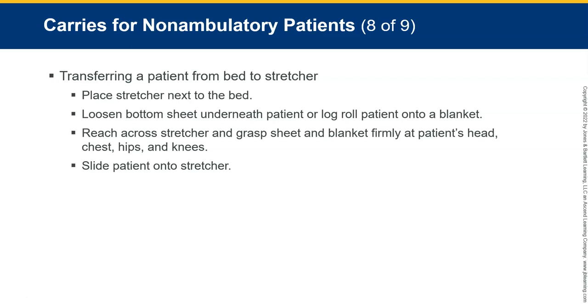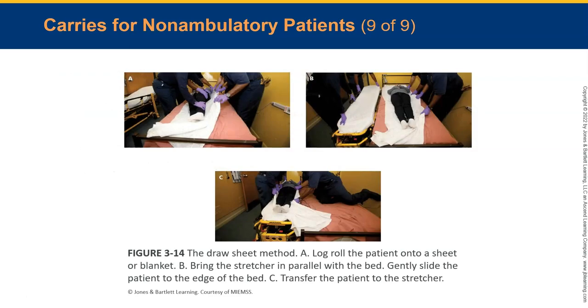So transferring a patient from the bed to the stretcher. You may be asked for your assistance with a patient transfer from the bed to the ambulance stretcher using the draw sheet. So you're just going to move everybody right across as one. Loosen the bottom sheet underneath the patient or log roll them onto a blanket. And then we want to make sure we're grasping the sheet and blanket at all the corners and moving it across, kind of like we see here. You're just sliding them right across the bed onto the cot.